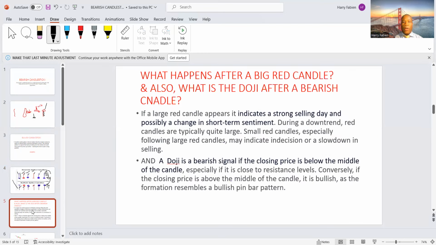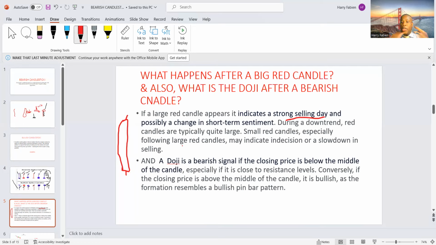All right, so let's see if we can see something now again. Now we're going to see what happens after a big red candle, as I just told you, and we're also going to see what a doji is after a bearish candle. Now, if a large red candle appears, it indicates a strong selling day. Anytime you can identify a big red candle, it shows you a strong selling day, and that's when you do short-term selling.